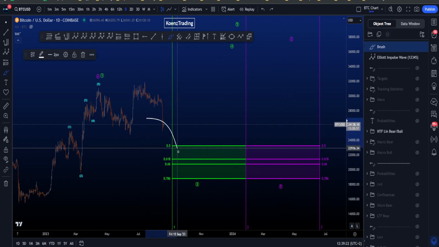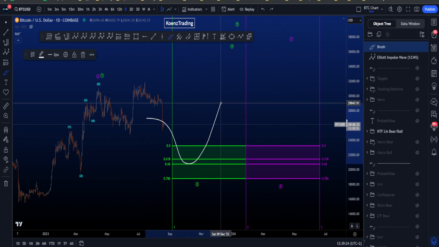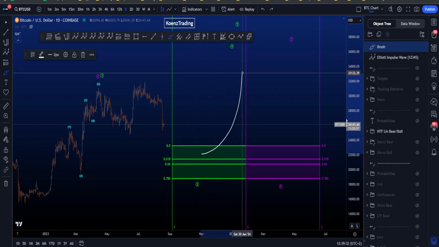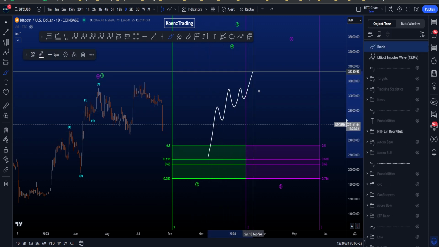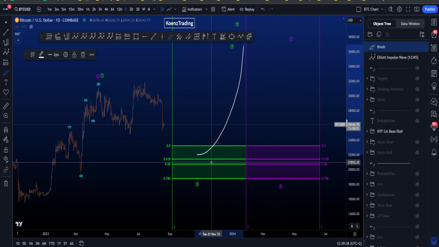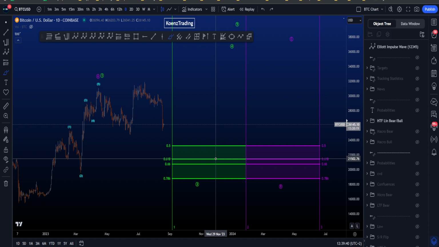So if price ends in here and moves to the upside, the probabilities are still 50-50 for this to be a wave 3 or a wave C to the upside, because it depends on the impulsivity, the volume, how parabolic it is. A wave C tends to be a bit more lazy and takes more time. A wave 3 should be very powerful and parabolic to the upside. So we have to be patient.